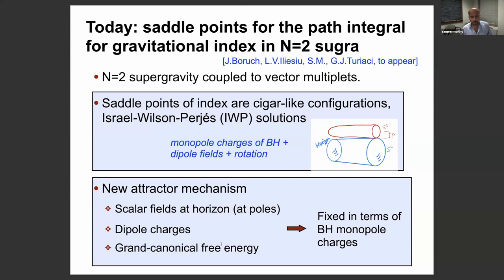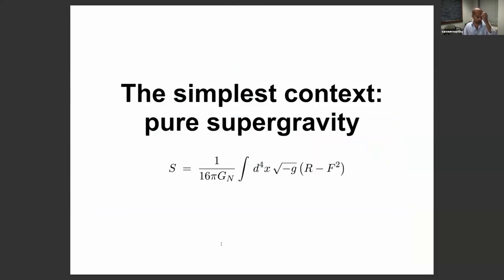Okay, very well. Then let me continue. So first, let me sketch this mechanism in the simplest context, namely pure supergravity. So pure supergravity means there is a graviton, gravitino, and one gauge field, the graviphoton. And the bosonic action is just Einstein-Maxwell theory.